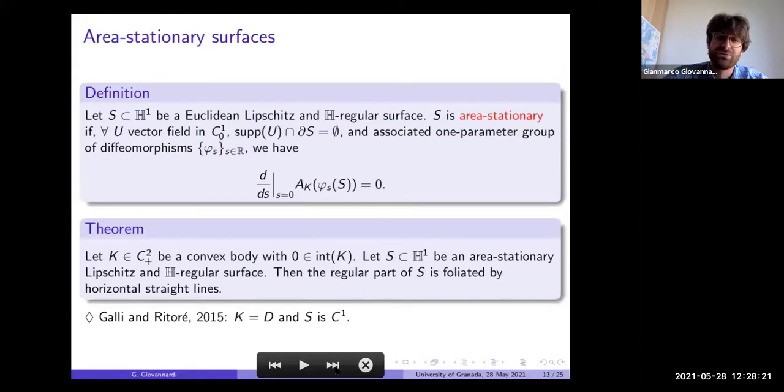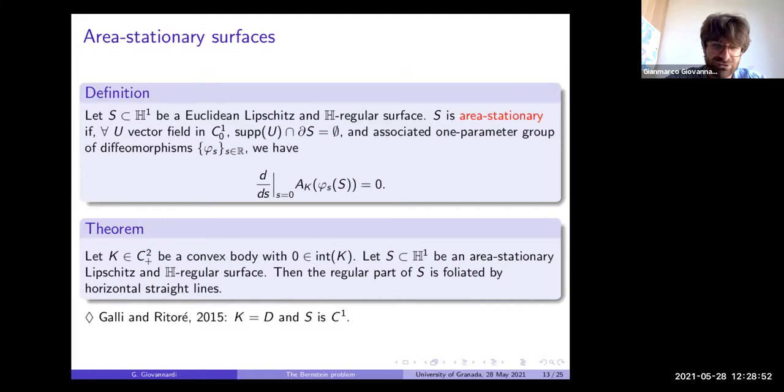Now we are ready to study the area stationary points of the area functional. What is an area stationary point? We have a Euclidean Lipschitz surface that is H regular, and we pick a vector field and the associated one-parameter family of diffeomorphisms phi s associated to the vector field, and we compute the first variation of the area, and this first variation has to be equal to 0 for all possible vector fields, and so for all possible variations.